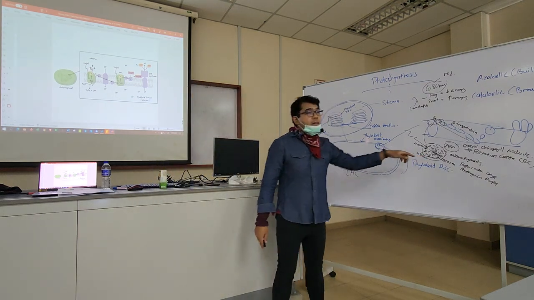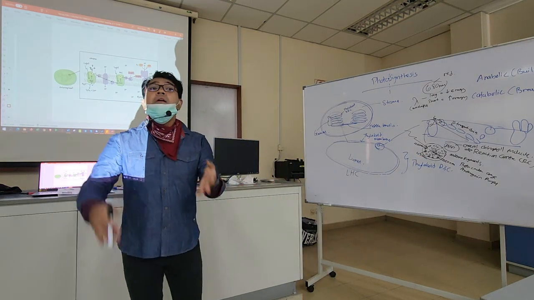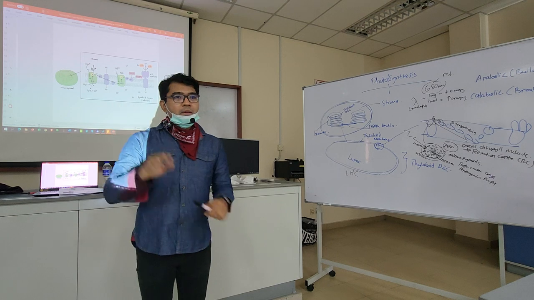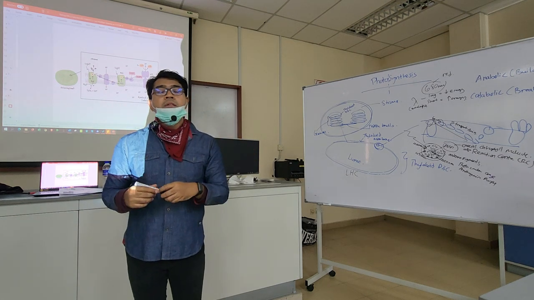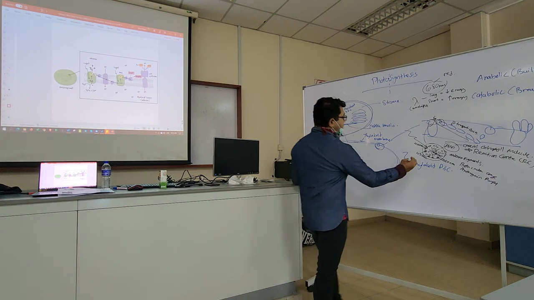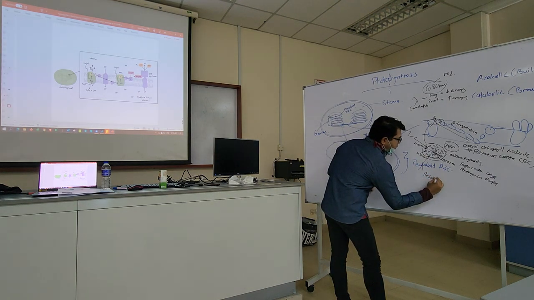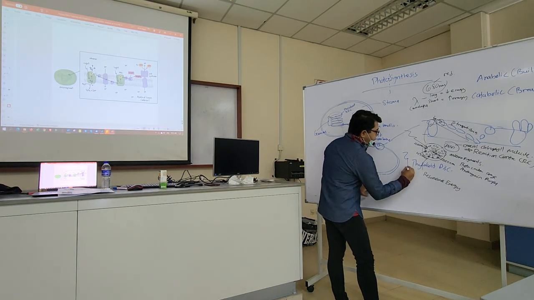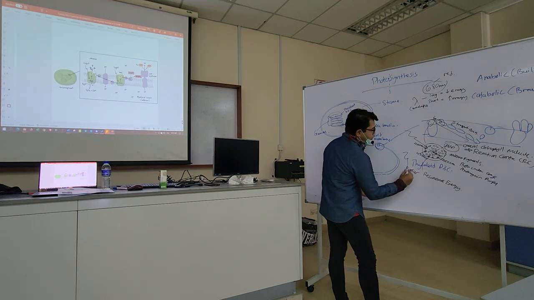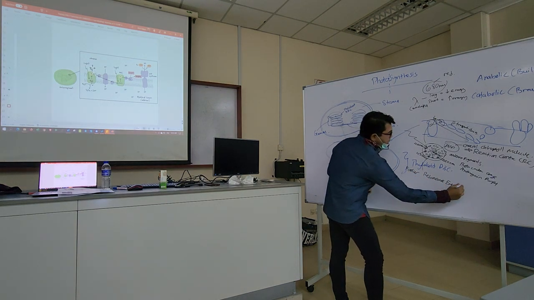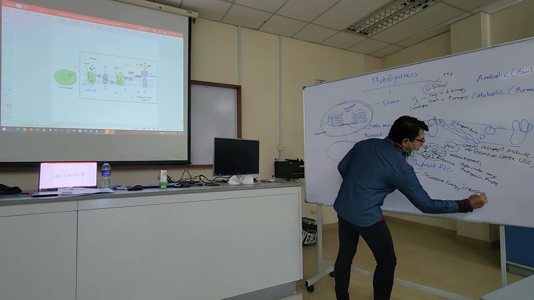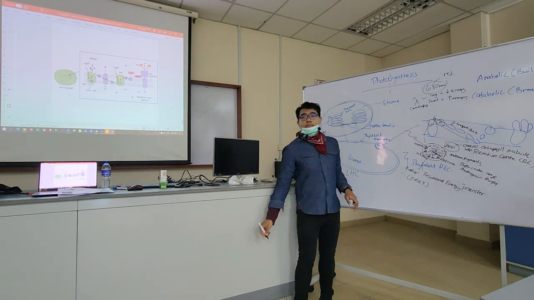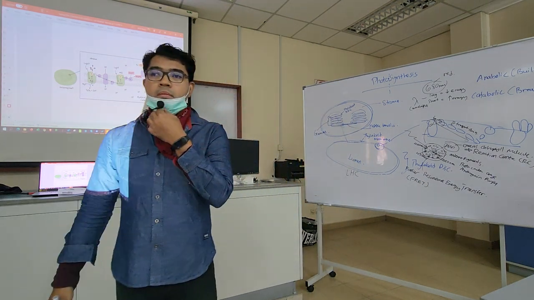In this island, there are other chlorophylls as well, chlorophyll B, regular chlorophyll A. However, the electron is not ejected out. They just transfer the energy. What energy? It's resonance energy. Forster's resonance energy transfer. This is energy from the light, the photons.